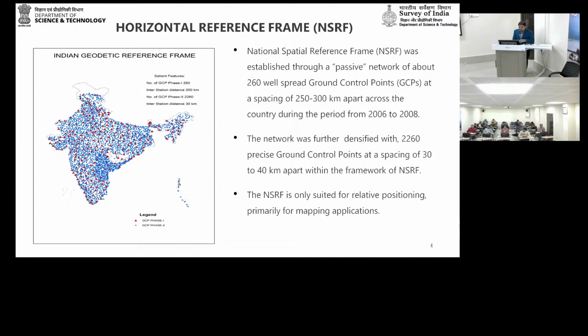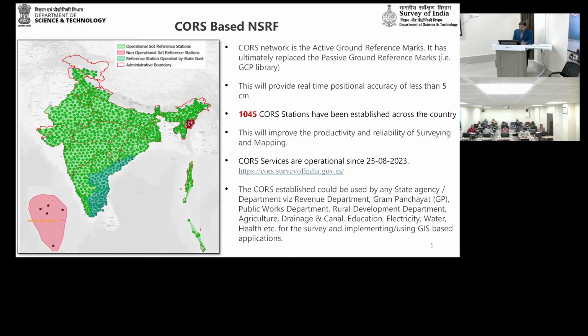Here we can see the map of India in which the red triangles were set up initially and were further densified using the blue circles. These are the locations of the two phases. Phase 1 is the triangles and phase 2 is the blue circles that were established.